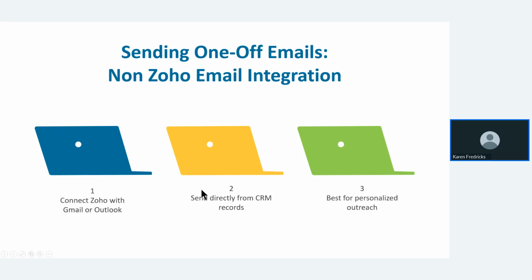So first off, sending one-off emails, getting that non-Zoho email integration. That means we're going to connect Zoho with your Gmail or your Outlook or your Thunderbird or your Apple account. We're going to send directly from the CRM record, and each and every email is going to be personalized, and you will see that email in your Outlook or in your Gmail or whatever your other client is. That's the important thing. Do you want to see it eventually in Outlook? That will require this integration.